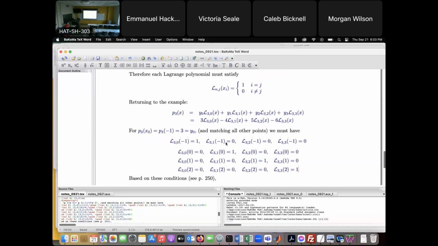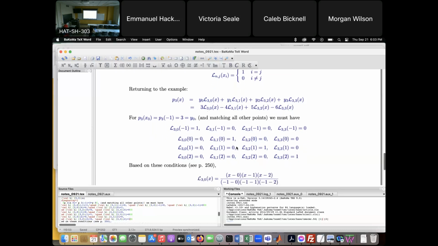Okay, now, let's take a look at the first column here. So, the first equation in each row deals with L_{3,0}. So that's one of the Lagrange polynomials. And we see that it must be equal to 0 when x is equal to 0, 1, or 2. When x is equal to minus 1, it must be equal to 1. So, here's a formula for it. Right here.